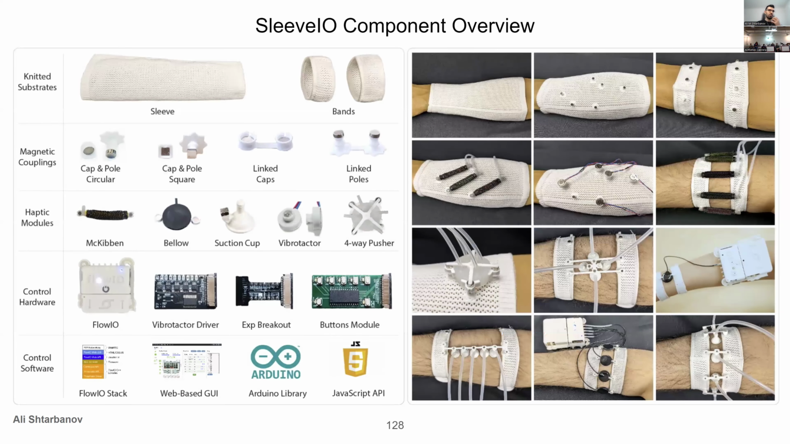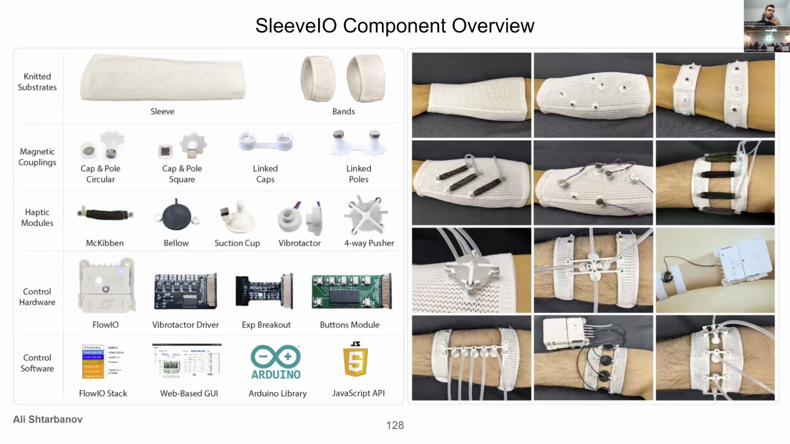SleeveIO is fully wearable, portable, and untethered, and it does not require any external hardware or software for power, actuation, or control. 2 types of machine-knitted substrates were created for wearability on the forearm: a sleeve that covers the entire forearm, and a set of bands that can be positioned anywhere along the arm.